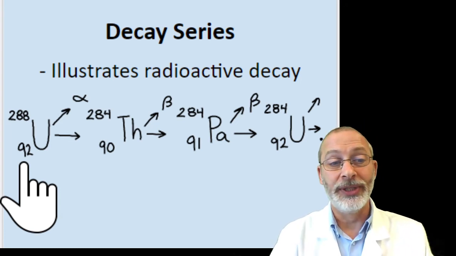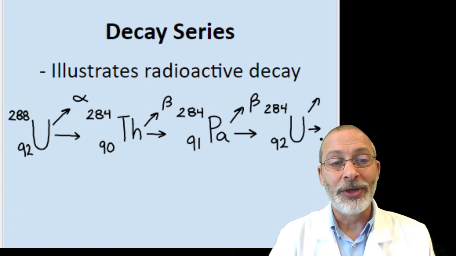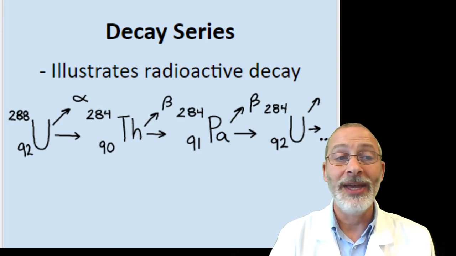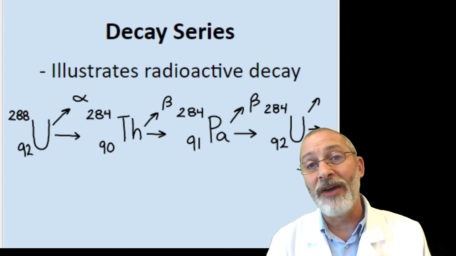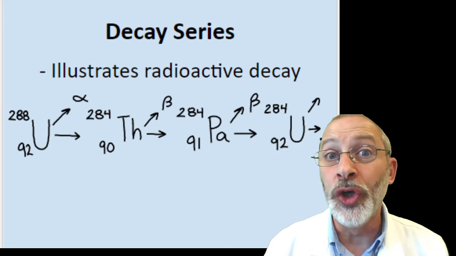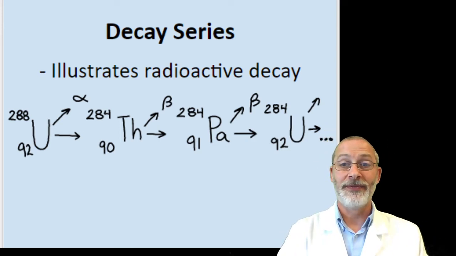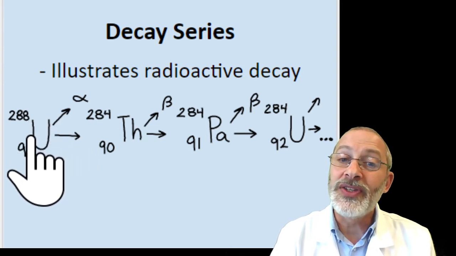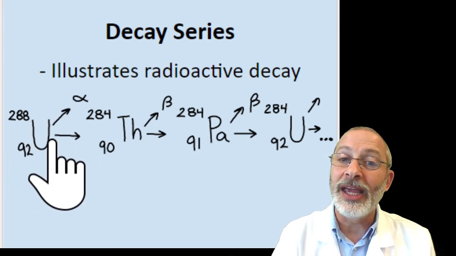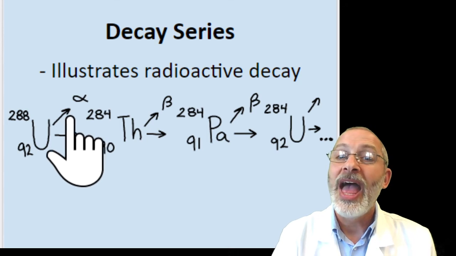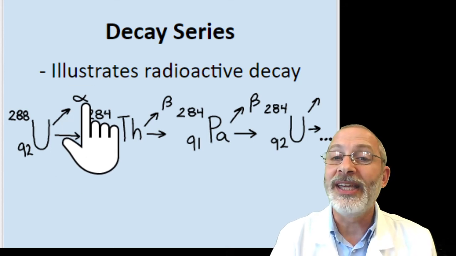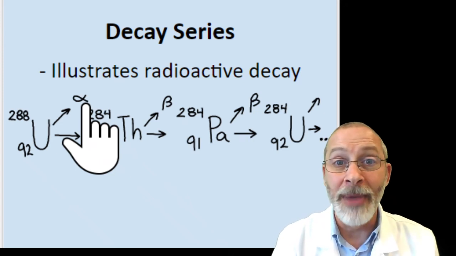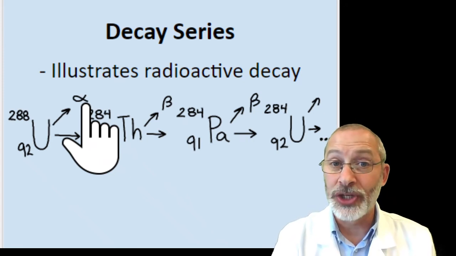Now, here's the cool deal. Because with radioactivity, with radioactive decay, with beta decay, with alpha decay, we've got nuclear changes taking place. Now, in this radioactive decay series, we see that uranium-288 is undergoing alpha decay. We know that because I've drawn it for you. I'm not going to ask you to memorize this, but I am going to ask you to try and follow it and understand it.